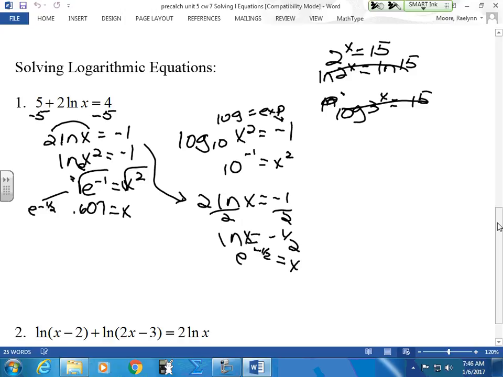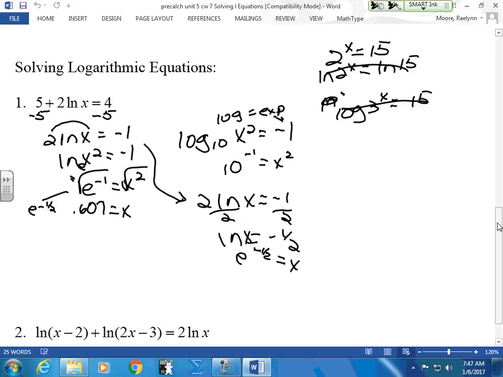Okay. So there's a number of ways you can probably get around these things. But if you have a log on one side, the only way to get rid of that is to isolate that to one side and flip it to an exponential equation. You can't cancel it out. You can't put logs on the other side.